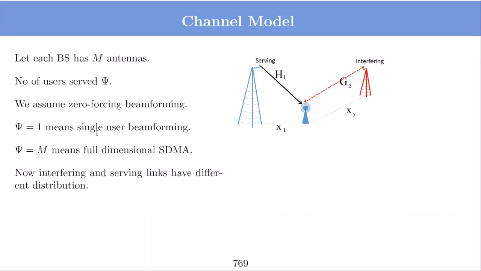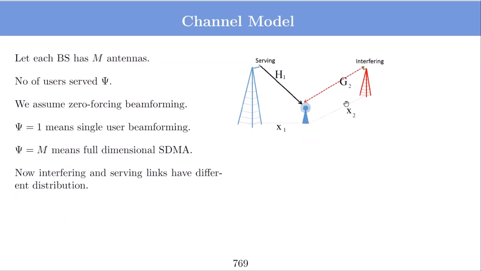When you are serving, you do some precoding based on your user. But if you are interfering, you do not do anything according to that. That is just like a side effect. You are interfering unintentionally, so you don't do anything there, and because of that, the distribution is different.